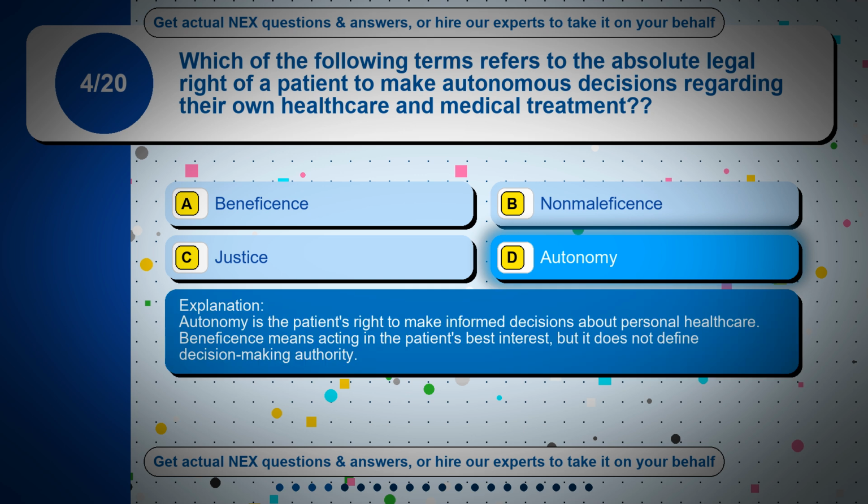Autonomy is the patient's right to make informed decisions about personal health care. Beneficence means acting in the patient's best interest, but it does not define decision-making authority.